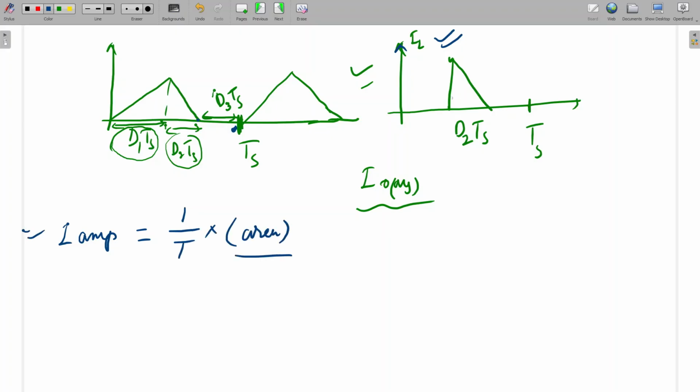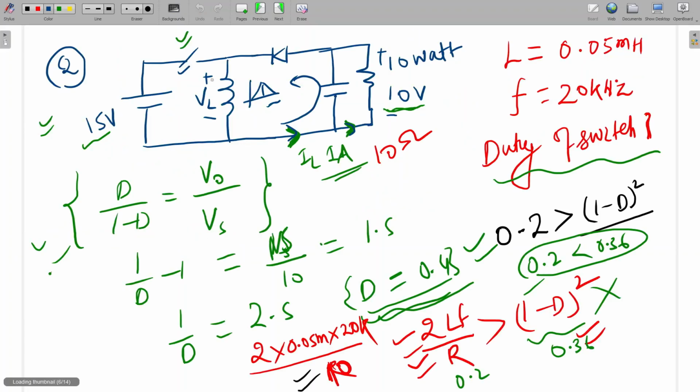This concept we can apply here: 1 by T into area. So what will be the peak value here? Same concept we can apply, like delta IL is equal to L di by dt. What is the value of VL during this condition? This is delta IL. In the off condition, when the switch is off, this is the VL. See here it is minus and here it is plus. In buck boost converter it will be like this, here it is plus and here it is minus.